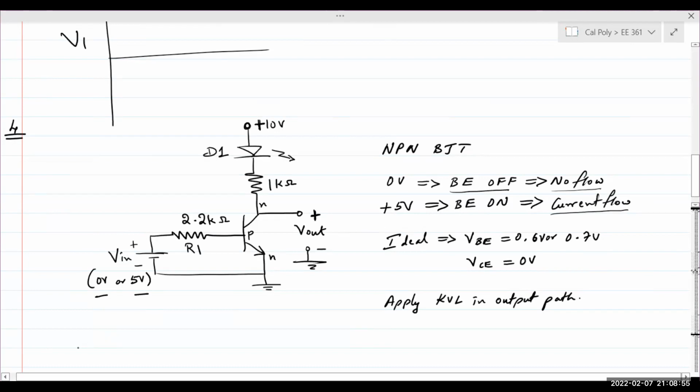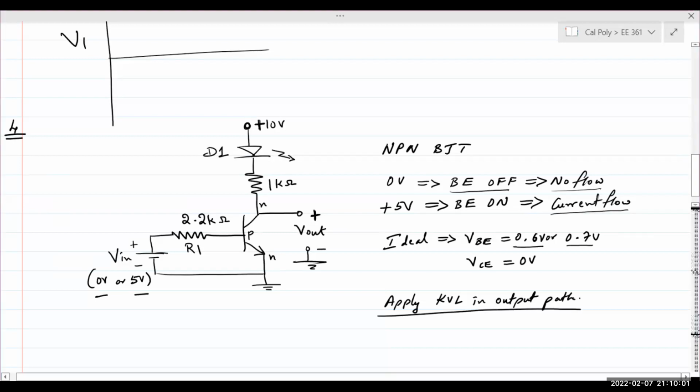Since this is an ideal BJT, we can assume VBE, the forward bias voltage drop, would be 0.6 or 0.7 volts. And because it's ideal, we can also say that VCE, meaning the voltage between the collector and the emitter, would be completely equal to 0. If that's the case, all you need to do is to apply KVL in the output path.